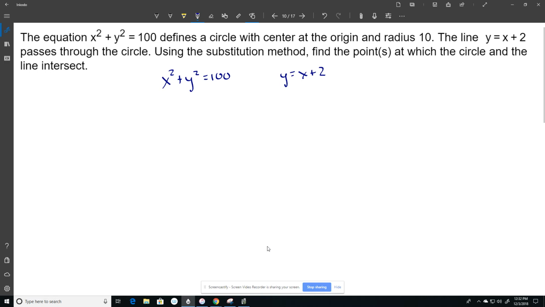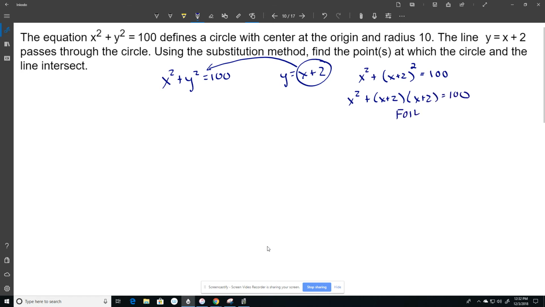The first one is mathematically. I take this y equals and I plug it in for my y value right there. So I get x squared plus, instead of a y, I'm going to put x plus 2, but that needs to be squared, and that equals 100. We need to be careful right here because x plus 2 squared means x plus 2 multiplied by x plus 2. So we need to remember to FOIL this right here.